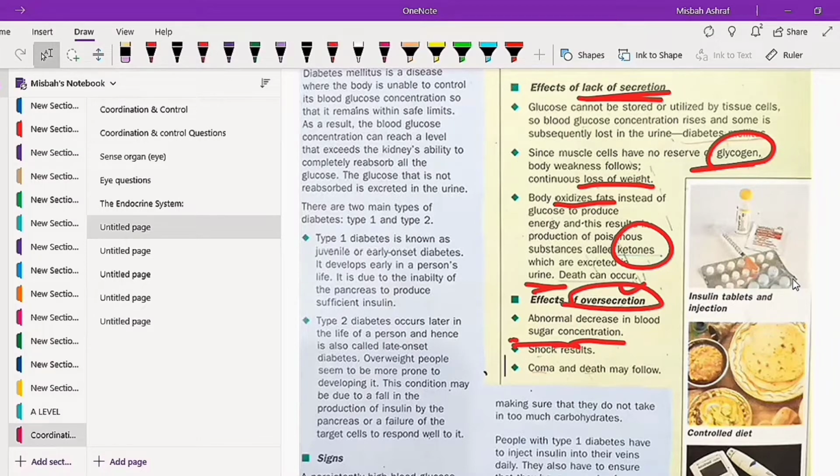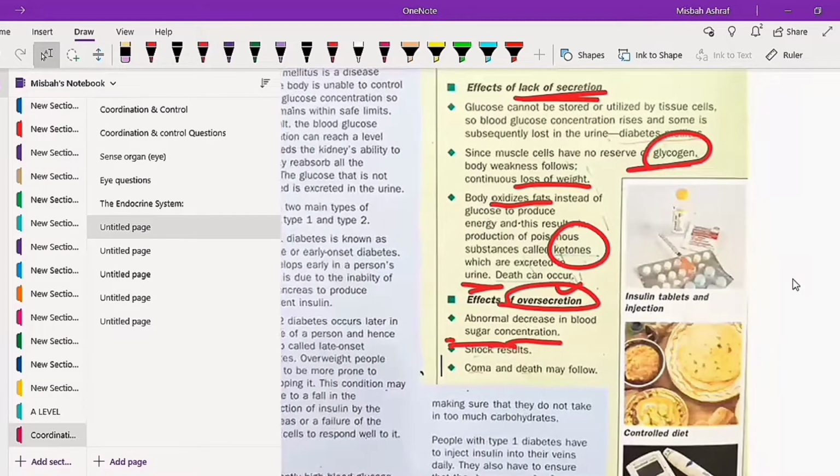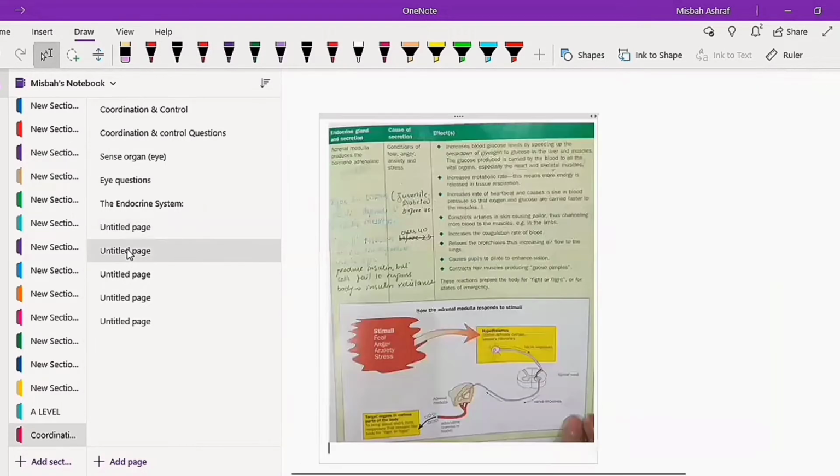That is the first thing. The second, it can result in shock and it can also result in coma, and death may occur. This is because of the shortage in the glucose concentration in the blood. Right? If there is a deficiency of glucose, then it can lead to different problems. There will be less oxidation, less energy production, which will lead to coma and also to death. And this was about the insulin.